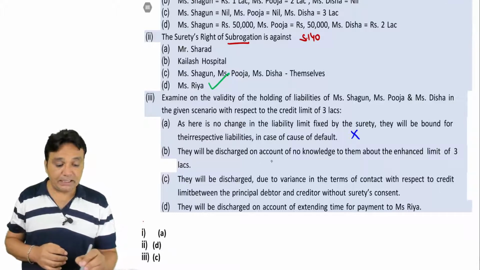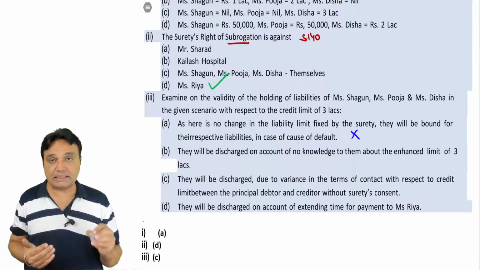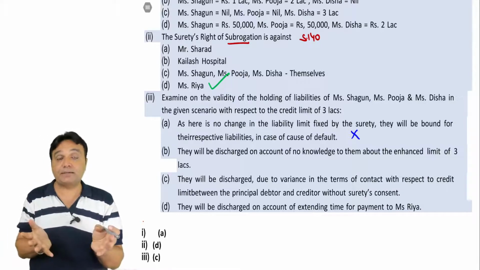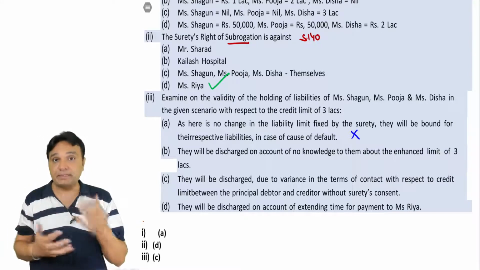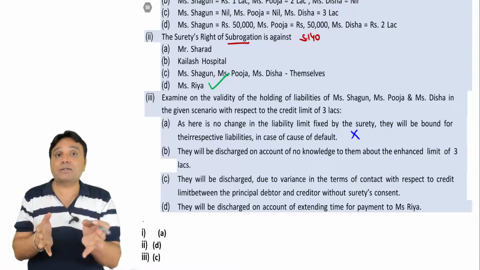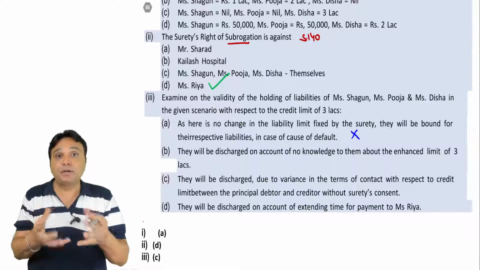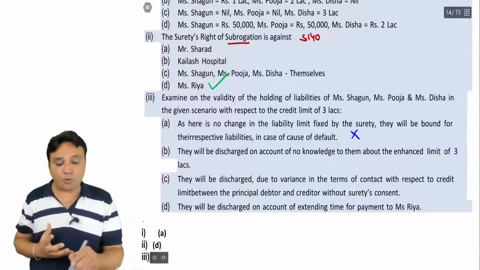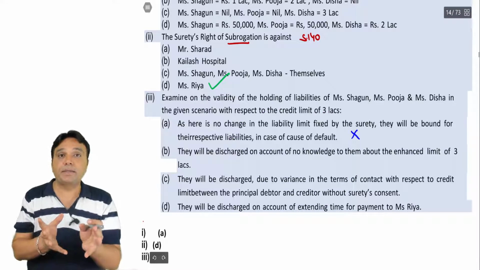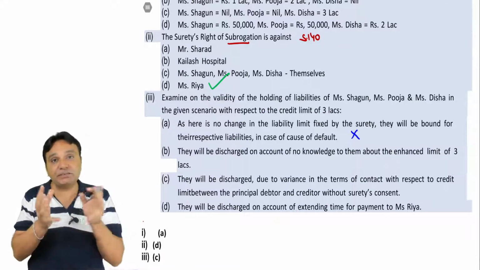Secondly, they will be discharged on account of no knowledge to them about the enhanced limit of 3 lakh. We may say this is the correct one because they are not aware the limit is enhanced. So it may. So do not select the option straightway. It may, because there may be something better option. So sometimes what happens, you find all the 4 options are correct. So you have to find which one is much better one, much fitter.